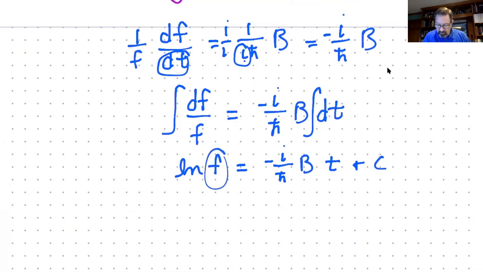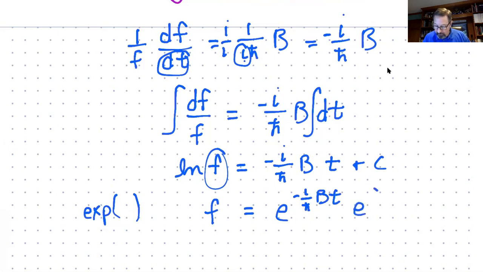But in order to solve for f here, the next step has to be to exponentiate both sides, right? So I'm going to go exp of both sides. And of course, the exponentiation of a natural logarithm, those are inverse functions. So I'm left with f over there. And over here, I'm left with, and I'm going to write e as opposed to exp, minus i over h bar times that separation constant times time. And then I'm going to write it like this, plus e to the c power.